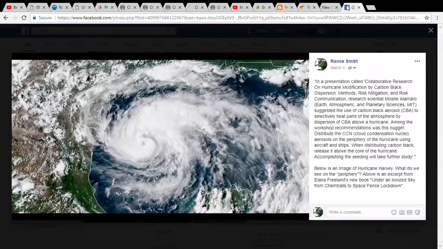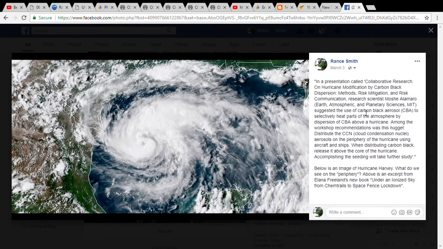Alright, and then here's one I read out of a book. If you get a chance, I would read it. It's very informative, called Under an Ionized Sky, From Chemtrails to Space Fence Lockdown by Ilana Freeland. And here they're talking about, in this certain quote, a presentation called Collaborative Research on Hurricane Modification by Carbon Black Dispersion, Methods, Risk Mitigation, and so on.